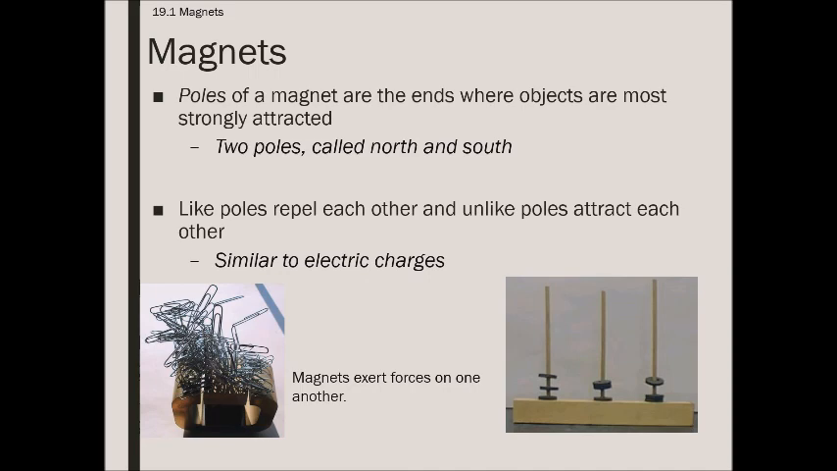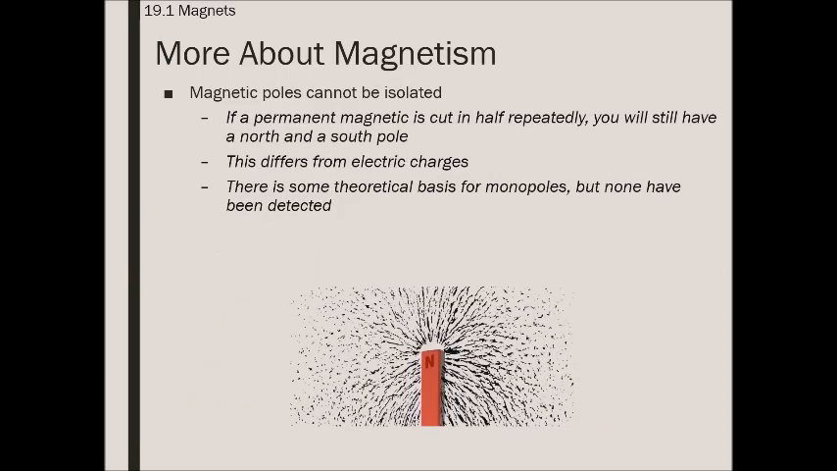And like poles repel each other and unlike poles attract each other. So that's similar to electric charges. So here you can see magnets levitating due to the magnetic force, that some are stuck together and some are levitating due to the repulsive forces in between like poles.